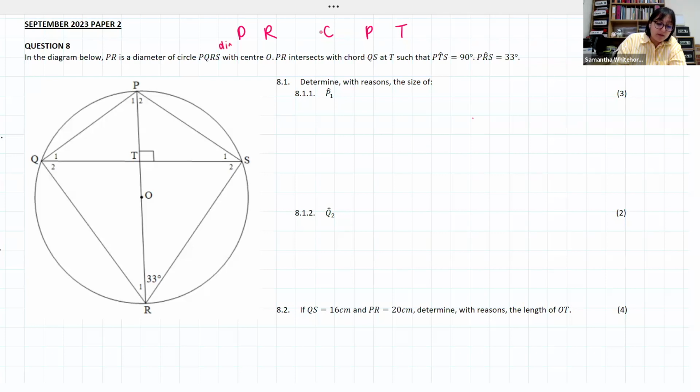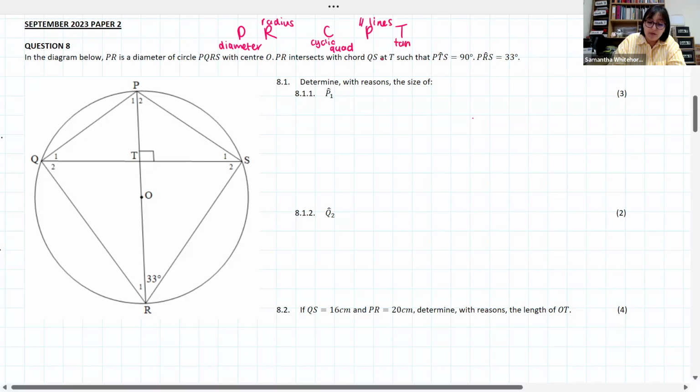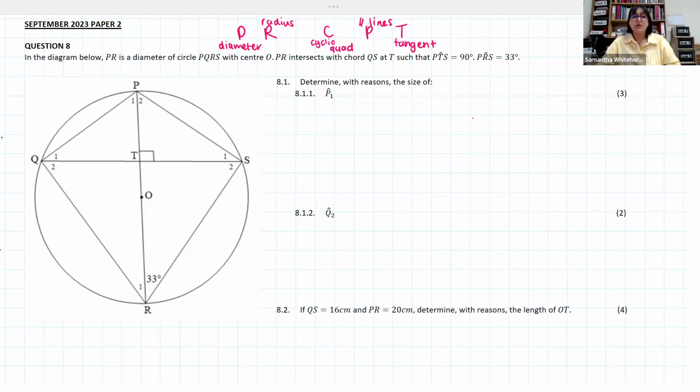So D is diameter, R is radius, C is cyclic quad. Remember, cyclic quad is where all four vertices are on the circumference. P is parallel lines, T is tangent. So look out for these things on your diagram as well as in the information of your question, because these are essentially the geometric reasons that we use when we're starting to solve for unknowns. So Dr. CPT, really useful little reminder of things to look out for.